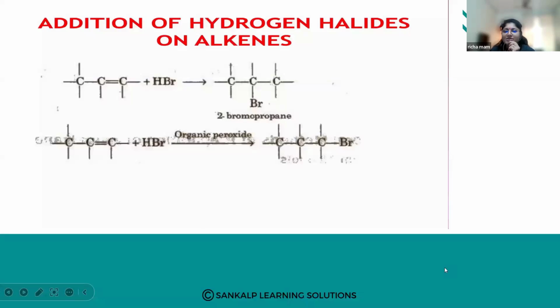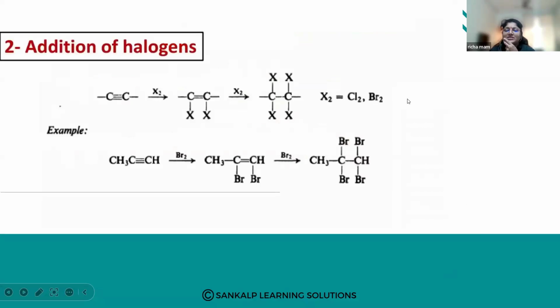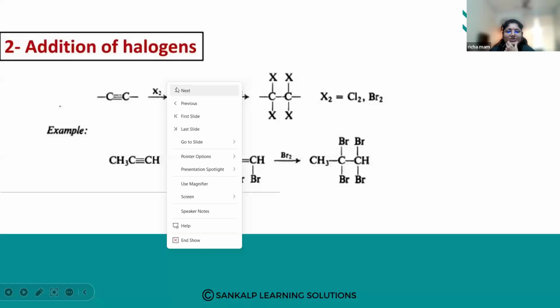The anti-Markovnikov rule goes in the presence of a peroxide. On the arrow, it is written as peroxide. That means it has to undergo the anti-Markovnikov rule, which is the reverse of the Markovnikov rule. Then we have seen the addition of halogens across the triple bond. If we add a halogen, we get a double bond and substituted halo products. If we add again a molecule of halogen across the double bond, we get a saturated compound. So this is about the addition of halogens.